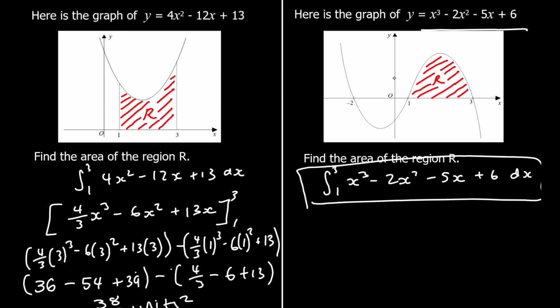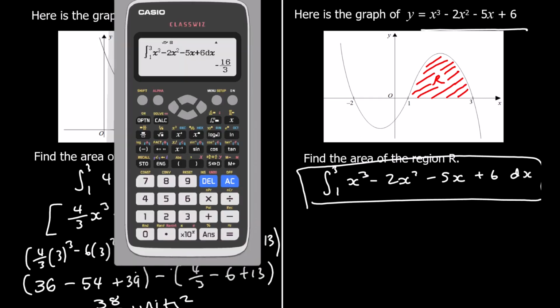So the answer's right for either one. If it's a positive or a negative cubic, the area would be the same. The only difference is for this graph, for the question we've answered, the area would be underneath the graph. It would be flipped over the x-axis.